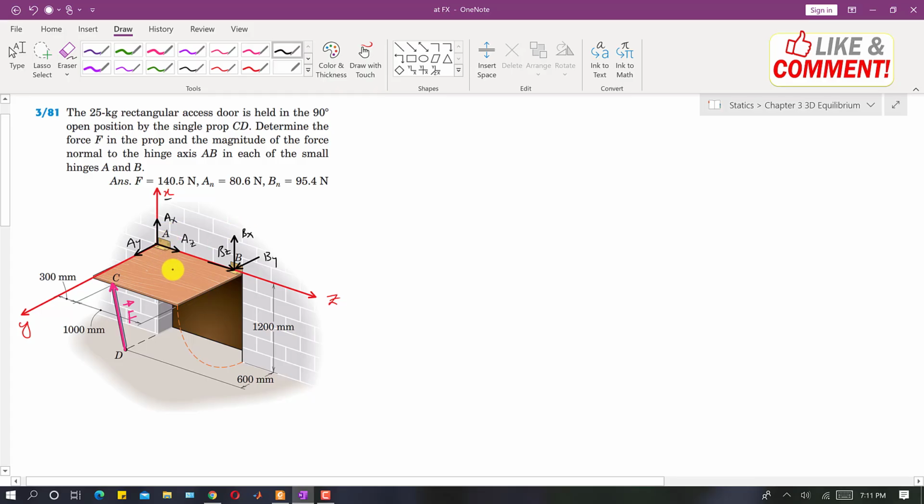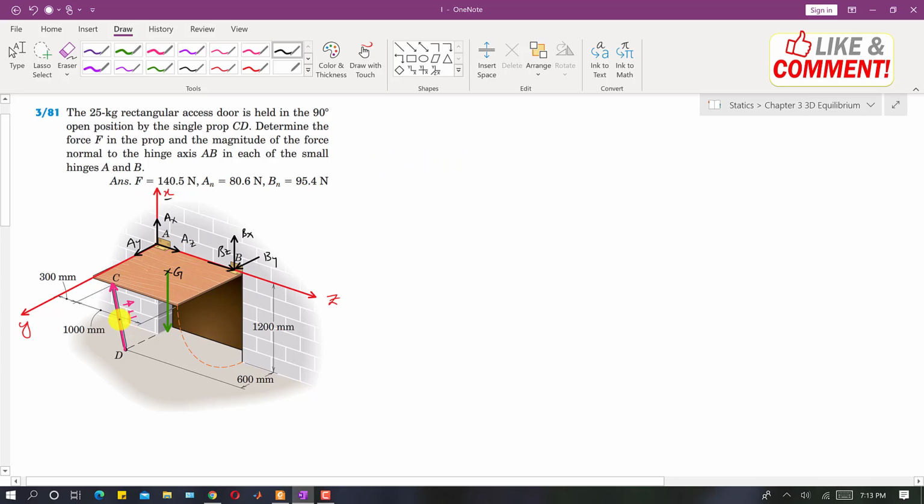And this access door has its own weight, so that weight will be acting at the geometric center of this door. So let me draw that weight as well. So that weight will be acting somewhere here. Let's say that the point of application of that weight is point G, right? So this is the center of gravity of this access door.